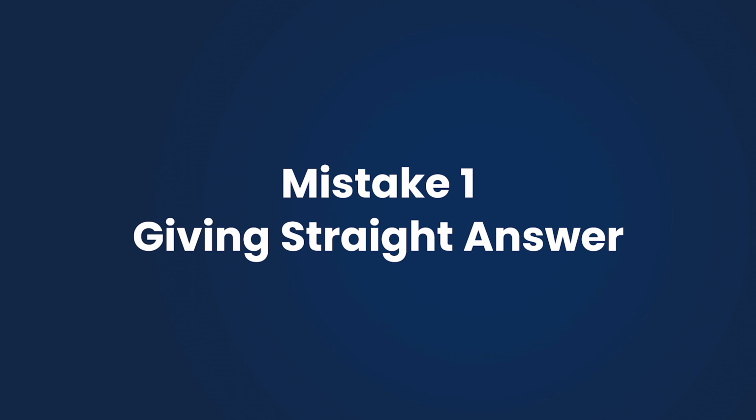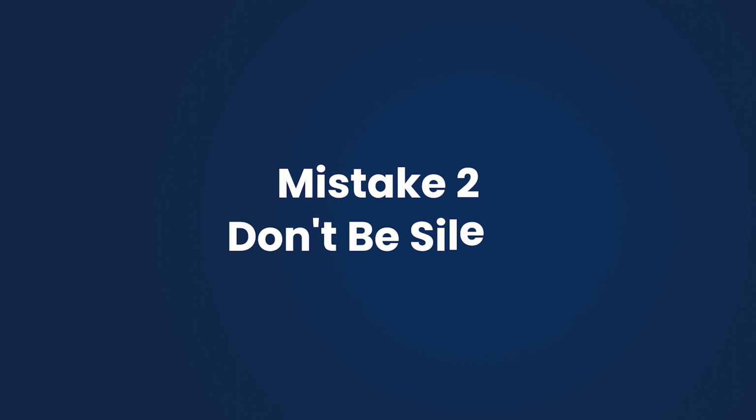Alright. Number 1 is giving straight answers. Like in one word you are giving the answers, it should not be like that, you should be able to explain the things properly. Point 2 is that you should not be silent. Like the question is asked and you say, I don't know, or you are just silent. No, you should think something and try to answer it, at least put a little bit of effort.